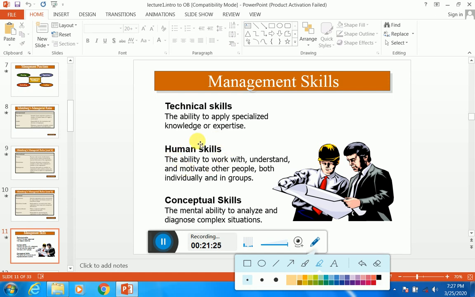Last, conceptual skill. What is conceptual skill? Here, the mental ability to analyze and diagnose complex situations. Simply, conceptual skill is known as your diagnostic skill. Diagnostic skill simply means the skill of handling complex situations.